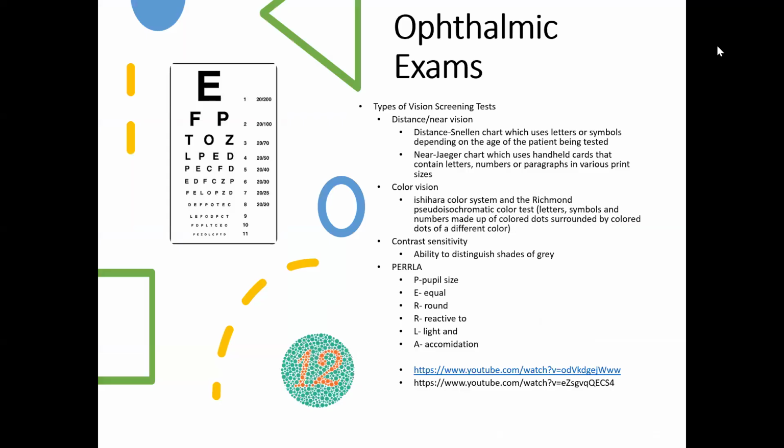Some exams that we might do for vision screening could include distance and near vision. We use the Snellen chart, which is your typical big E chart, to check for distance vision. This Snellen chart does come with either symbols, letters, or hands pointing in a certain direction. Those can be used based on the patient.